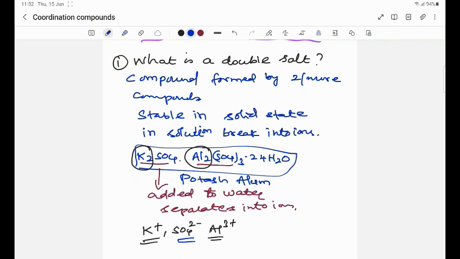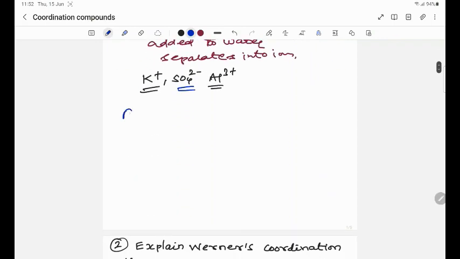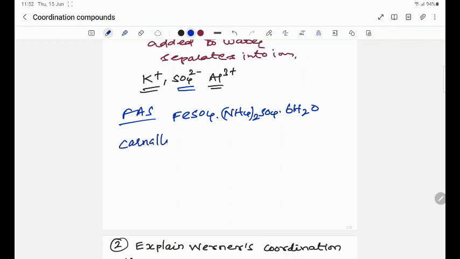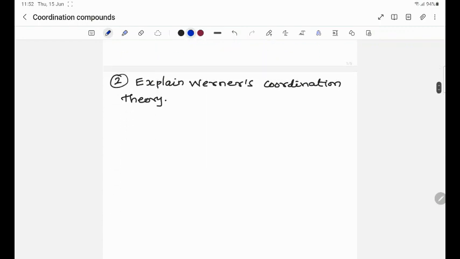Then other examples are Mohr's salt. What is Mohr's salt? FAS, ferrous ammonium sulfate. Ferrous sulfate, FeSO4, ammonium sulfate, (NH4)2SO4 and 6H2O. And carnallite, KCl, MgCl2 dot 6H2O.